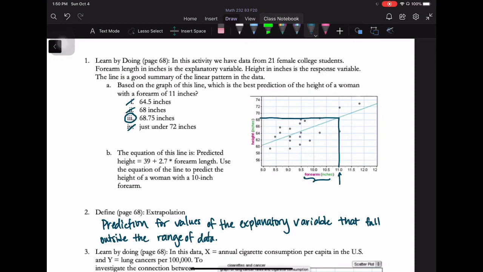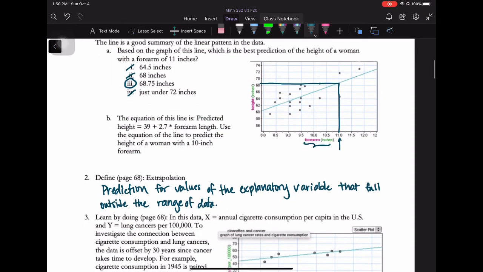Now the equation of this line is the predicted height is equal to 39 plus 2.7 times the forearm length. Use this equation to predict the height of a woman with a 10-inch forearm. When we use predicted, we can often use a hat. So you'll see y hat or height hat is equal to 39 plus 2.7 times 10. Well, that's 39 plus 27, which gets us 66 inches.